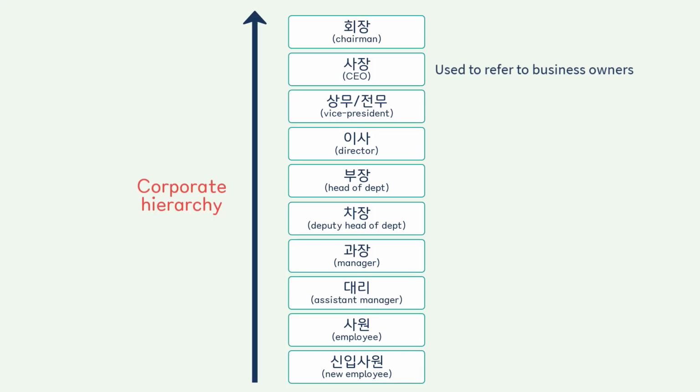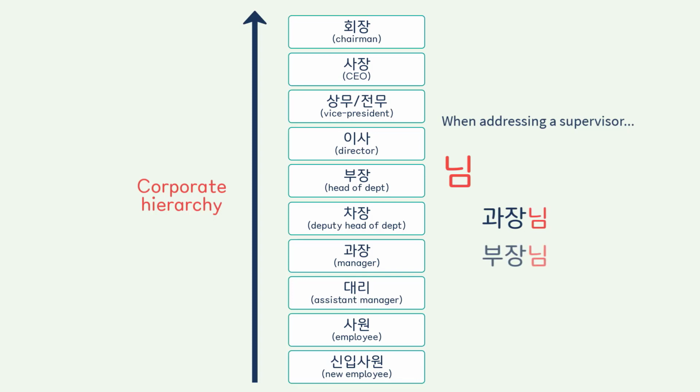But as times have evolved, Korean companies have also adopted other job titles, and the most common one is 팀장, which means team leader. In Korean companies, if you're addressing a supervisor by their job title, it's important to add 님 at the end. So if you're a 사원 and you want to address your manager, then you have to say 과장님, 부장님, or 차장님, depending on who you're addressing.